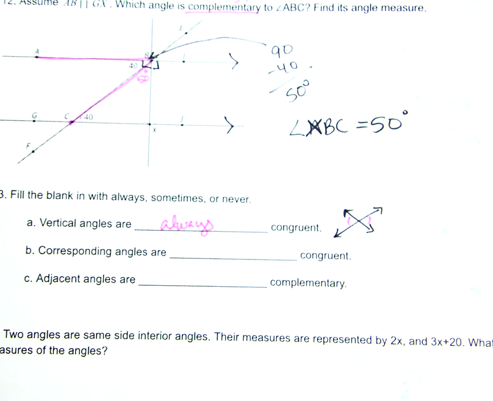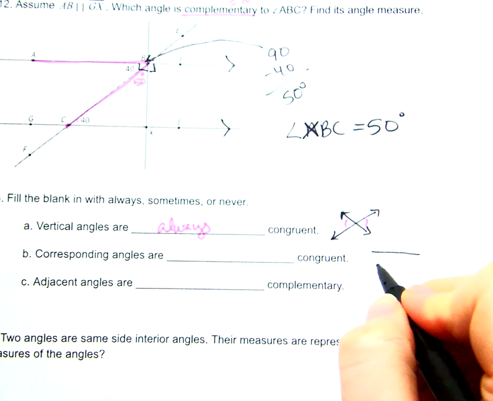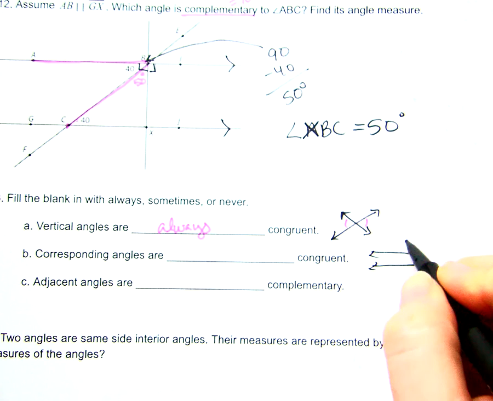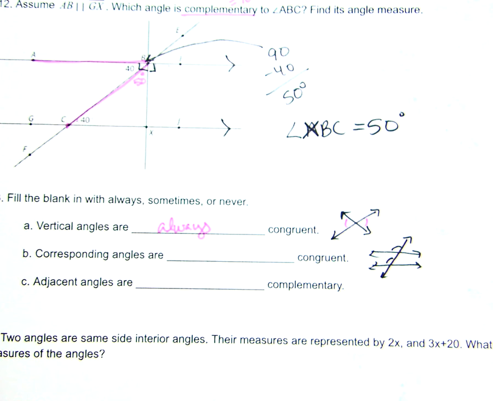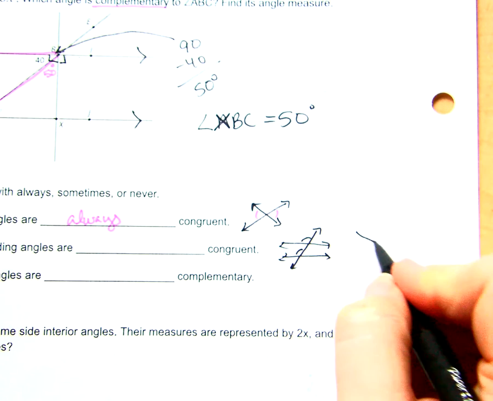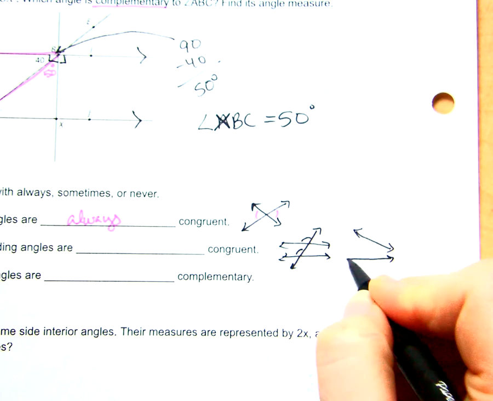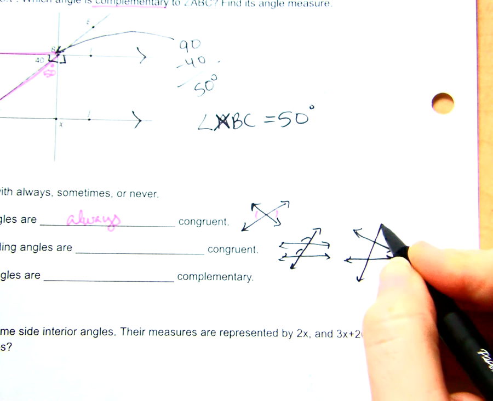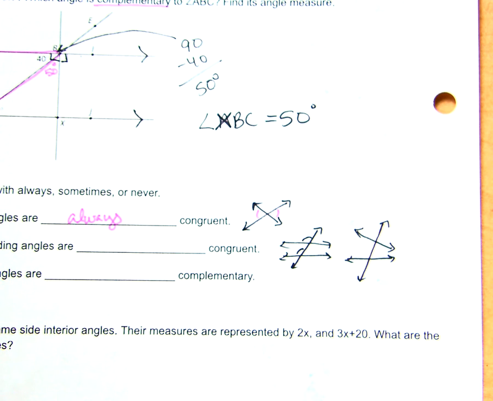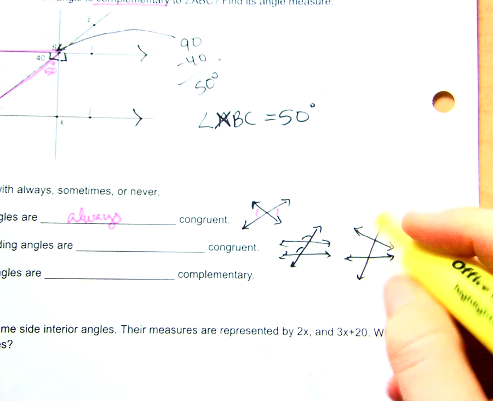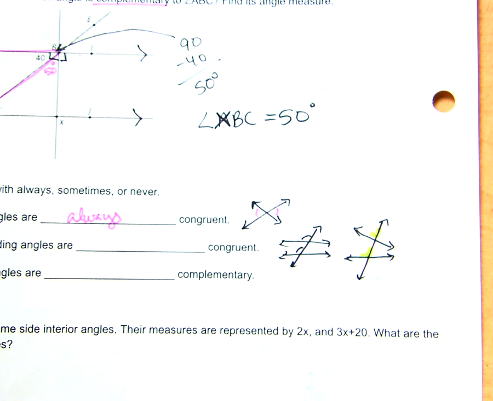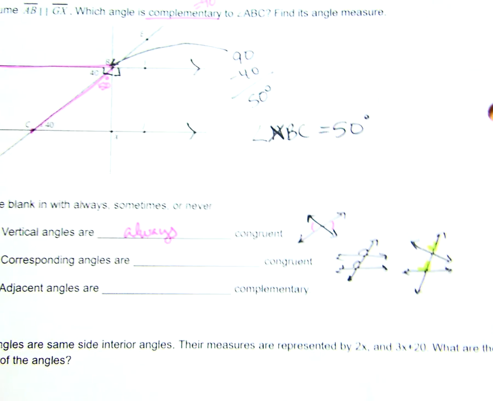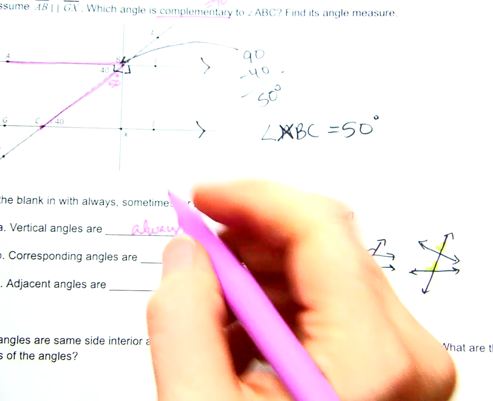Part B says corresponding angles are congruent. So you might be tempted to say, yeah, that's always true, because if my two lines are parallel, right, then I have told you many, many times that corresponding angles are congruent. But if my lines are not parallel, so if it's like this, you can kind of see, I hope, maybe I should have done a more tilted line, that this angle right here is not the same as this angle right here. So can it be true? Yes. Does it have to be true? Not if the lines aren't parallel. So this is sometimes.